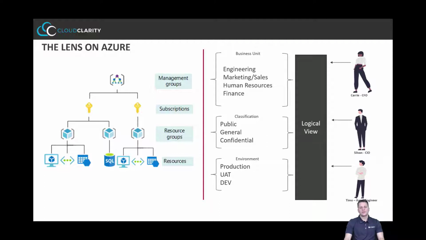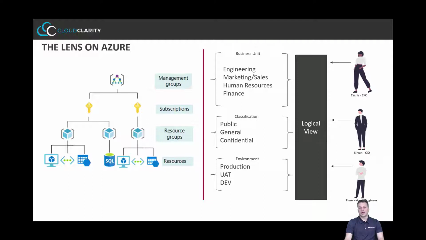On the left, we see the representation of an Azure environment. The hierarchical view is familiar to us as tech people. So we basically have the management group, the subscriptions, the resource group, and the resources. But people in different roles have different requirements to look at this environment. They want to look at this in a more logical view.